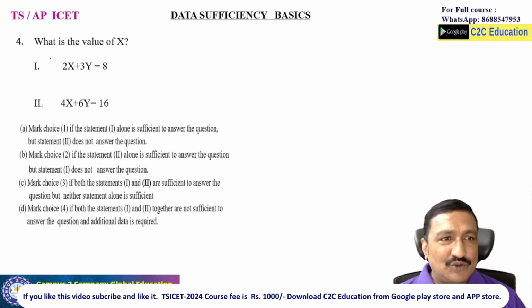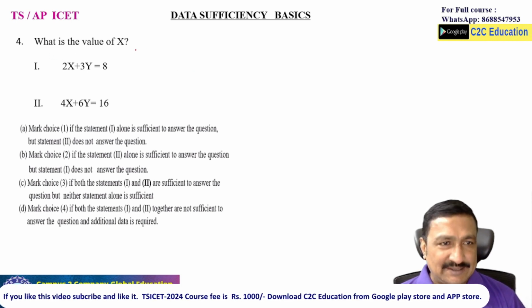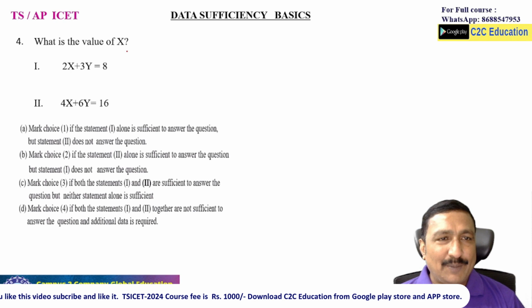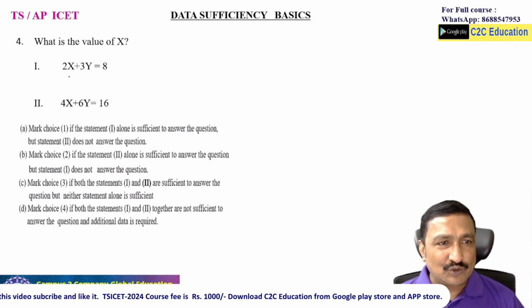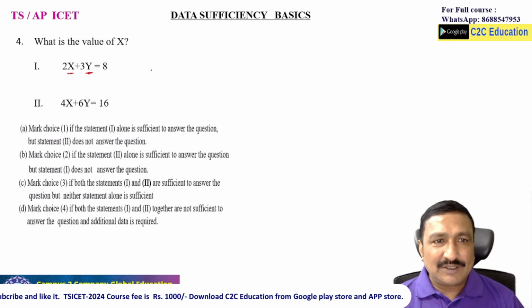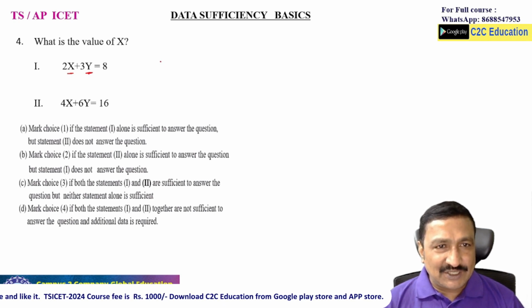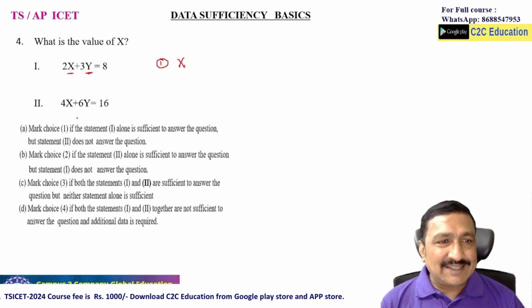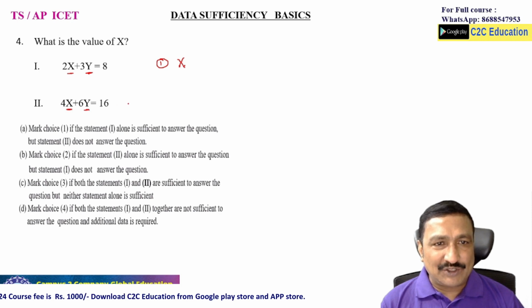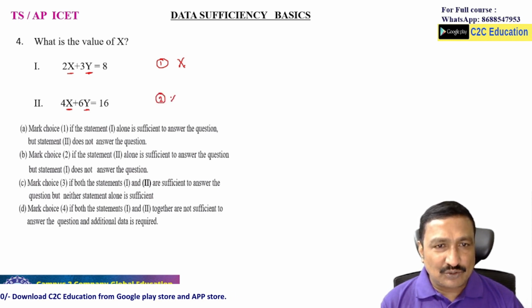Now look at the next question. What is the value of x? So here also we have to give the particular value. According to the previous question, here two variables and one equation. So I cannot find the answer from the first statement. So eliminate the first choice. And in the second statement also, two variables and one equation. I cannot find the exact value of x and the exact value of y. So I am eliminating the second choice also.